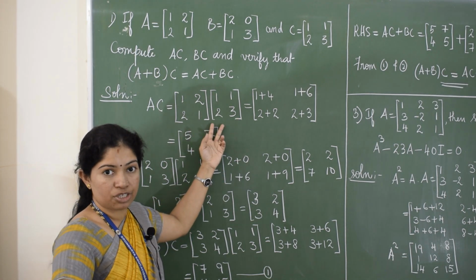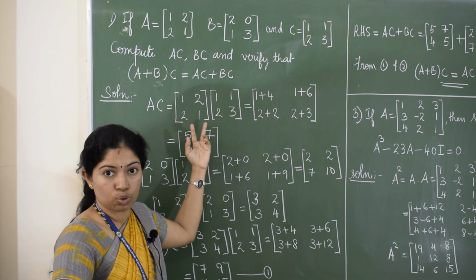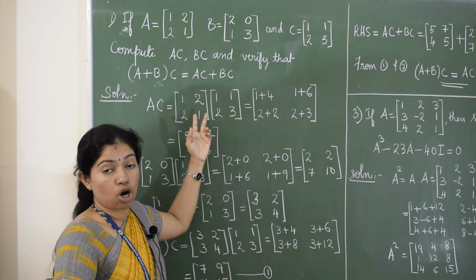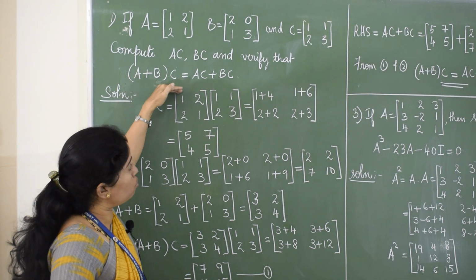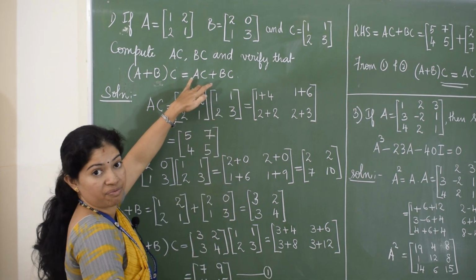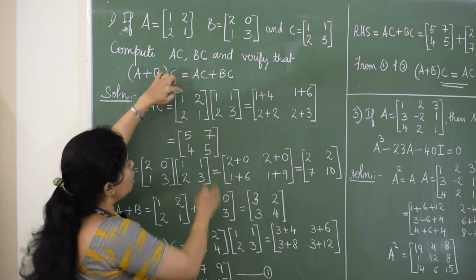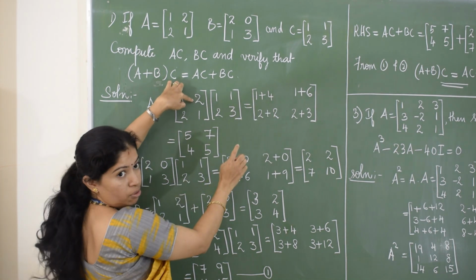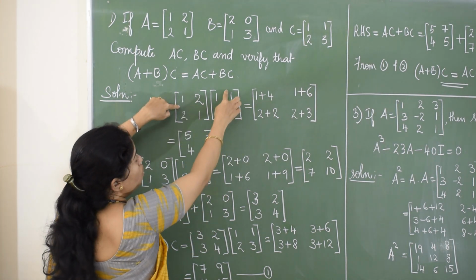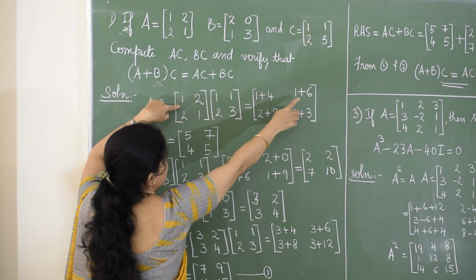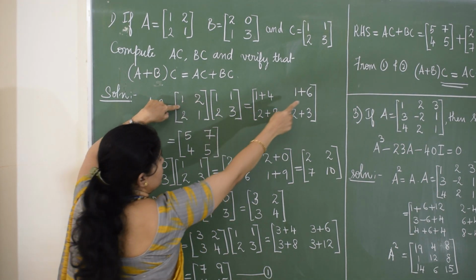Next, multiplication. You know now how to multiply two matrices, which is the method we are going to use, row by column method. So here you have to take the first row, multiply with the corresponding elements of the first column. So let us multiply. So 1 into 1, 1 plus 2 into 2, 4. Next, take the first row, multiply with the second column. So 1 into 1, 1 plus 2 into 3, 6.